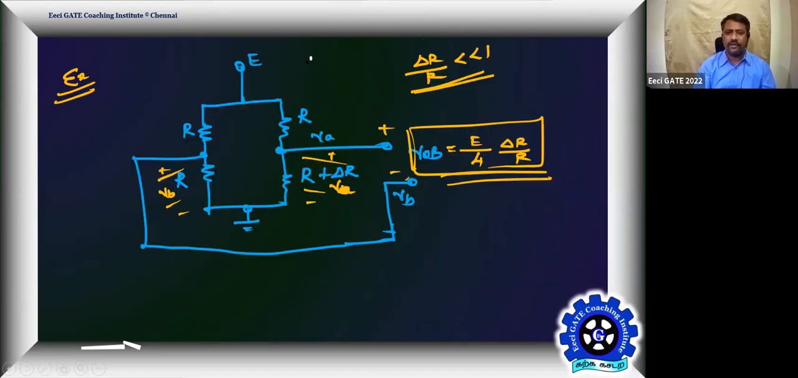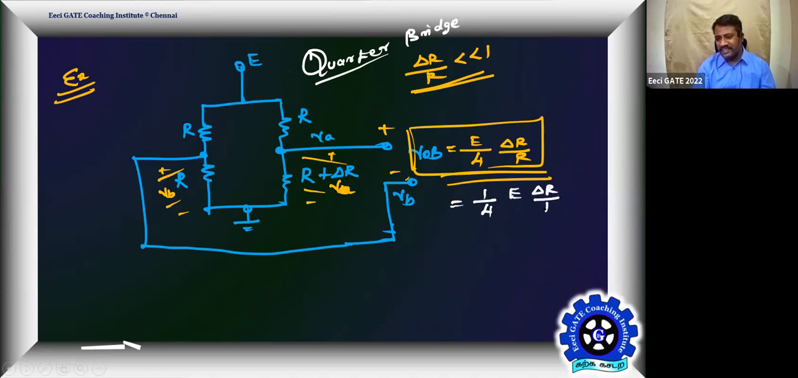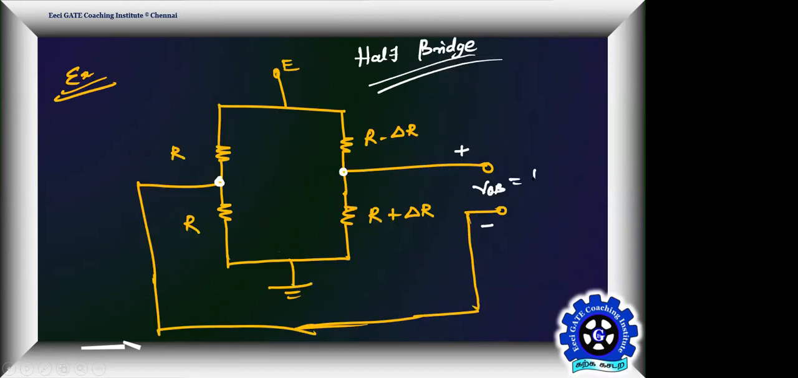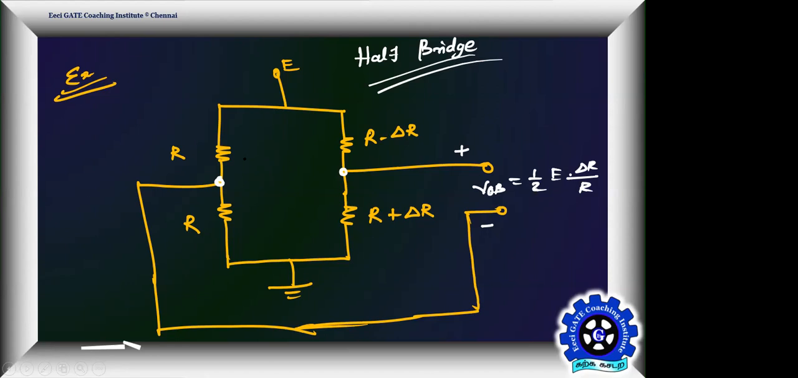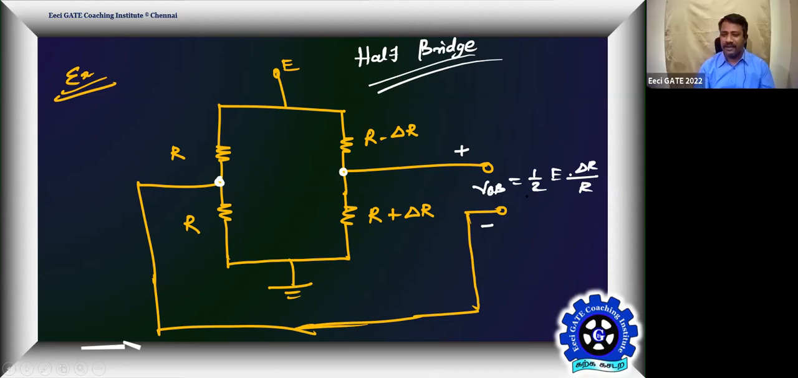So this is called quarter bridge, so only one element is sensing. The quarter bridge makes your output quarter of E into delta R by R. Is it okay? Quarter of E into delta R by R. Easy, right? Yes, sir. If it is a half bridge, half of E into delta R by R. Agree? Prove it. Getting everyone? Yes? Yes, sir. If it is a full bridge, E into delta R by R. That's what is going to happen.